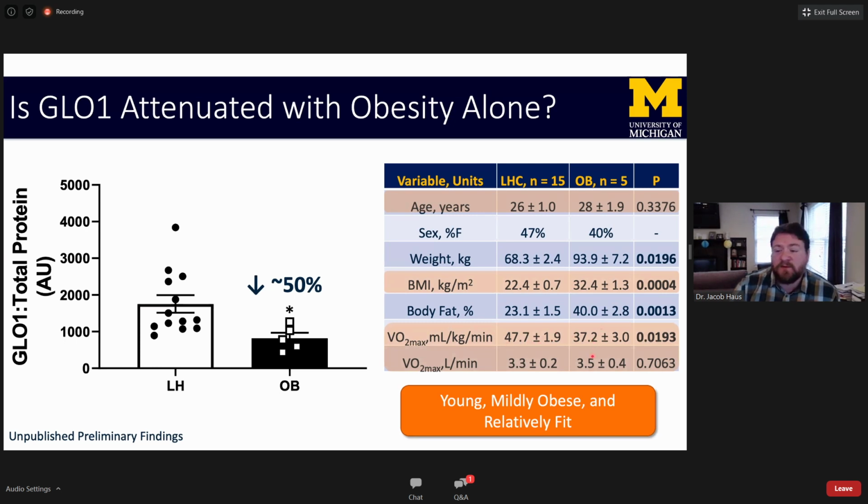The obese individuals had a VO2 max of 37 mL per kg per minute. So, nothing to be too concerned about in terms of their low fitness. What we found, of course, was that GLO1 protein was reduced by 50% compared to the lean, healthy controls. And this surprised us, given that they were young and only mildly obese, and that we considered them to be relatively fit.